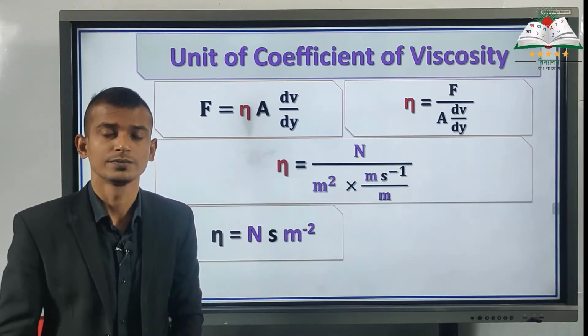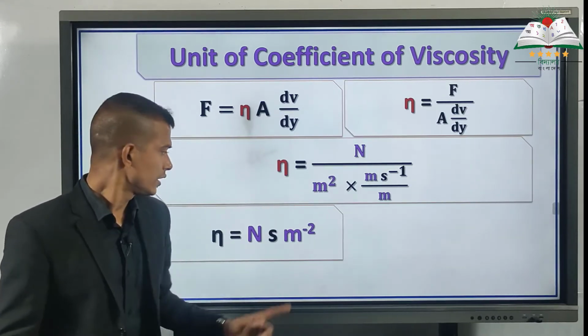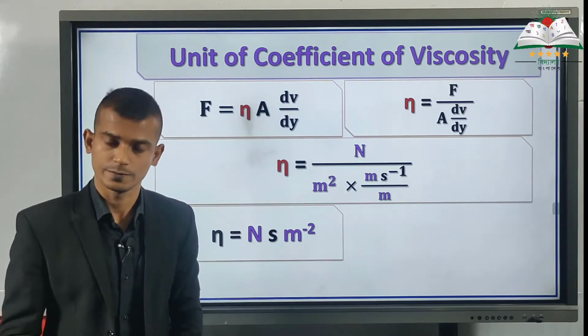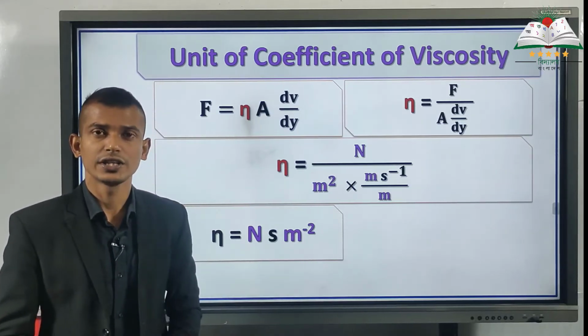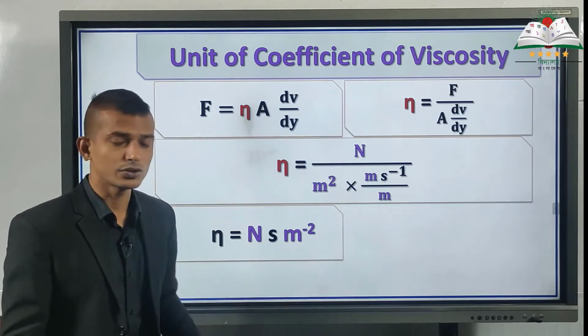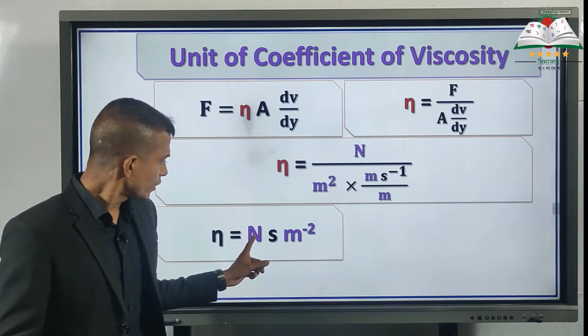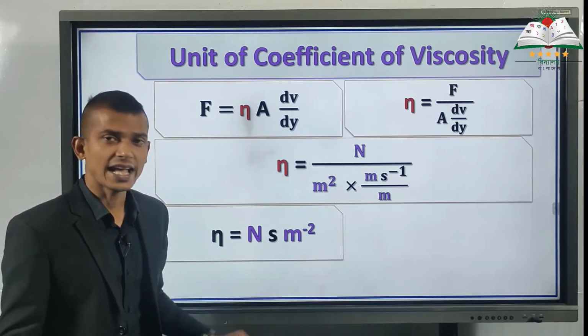If you can recall, pressure is defined as P equals F by A, right? That means force per unit area, and it has an SI unit of Pascal, which we can write as Newton per meter square. So we are going to substitute Newton per meter square as Pascal.